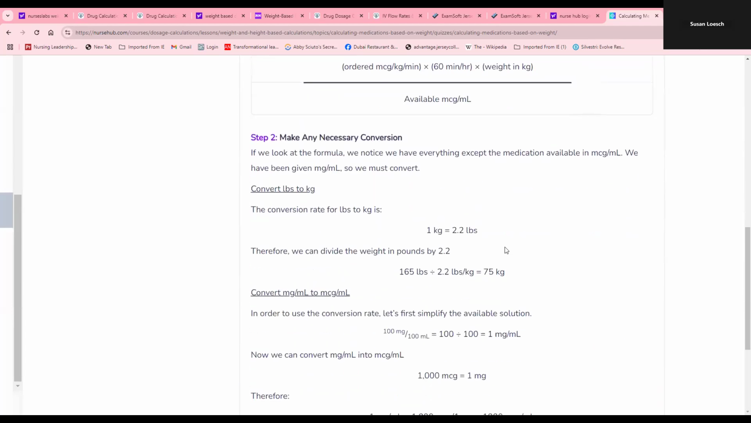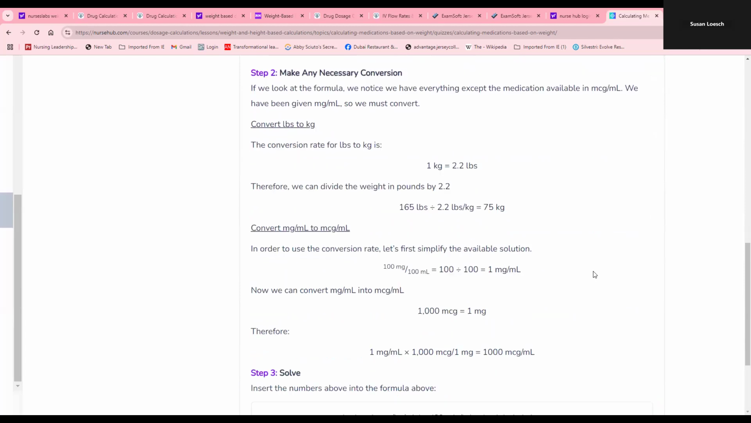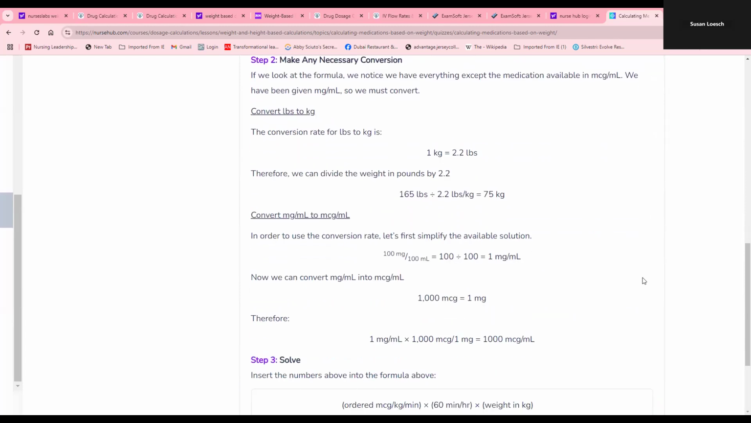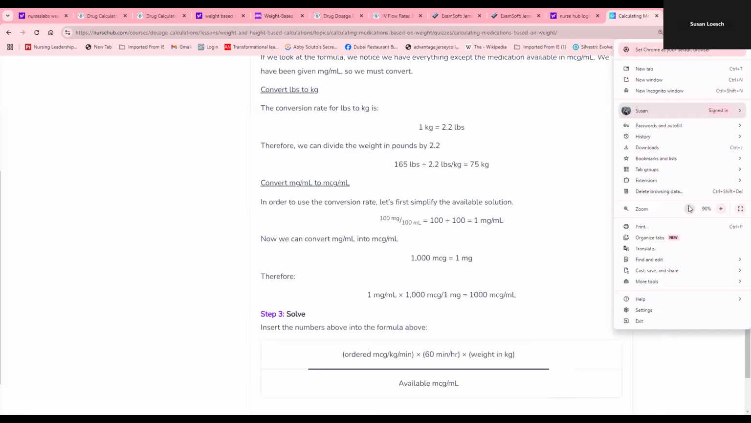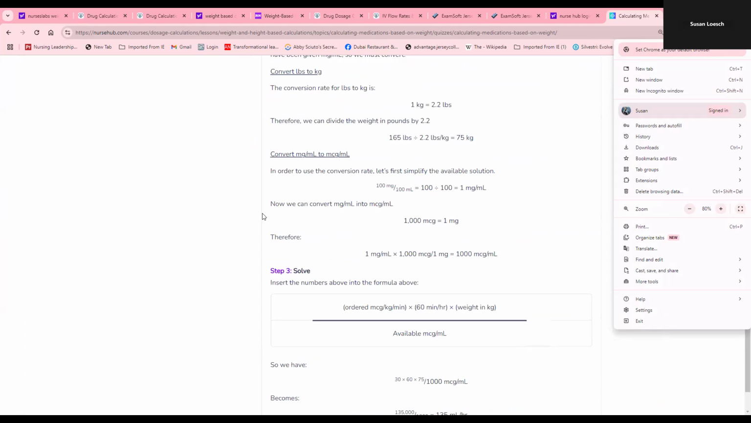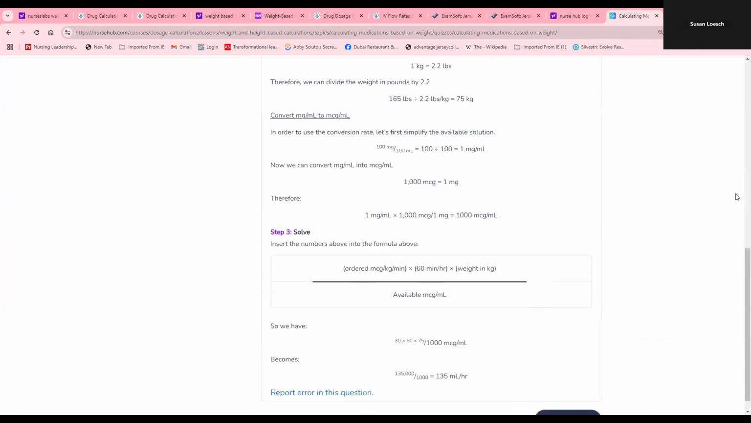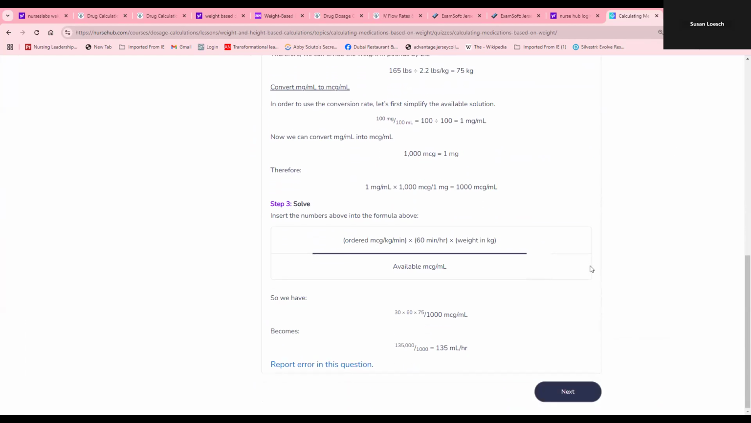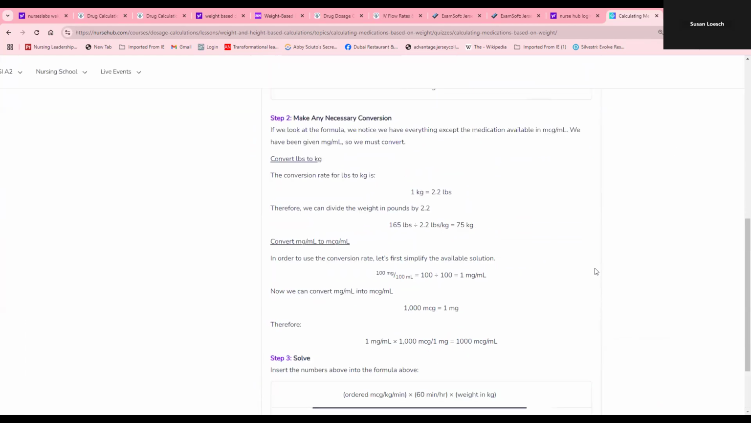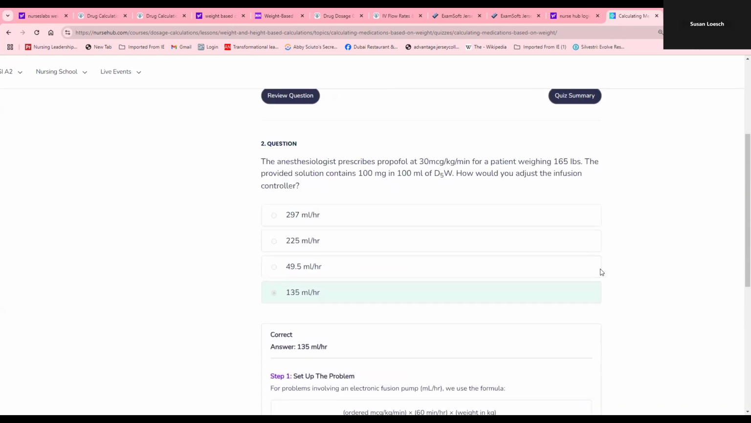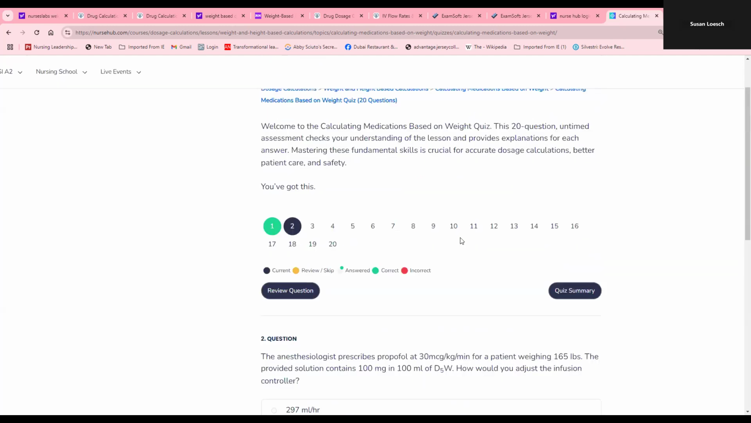Okay. This is how they do the math. Okay, so they might do it a little bit different than me, but you end up with the same answer. It's what's your level of comfort for the question that you're doing?